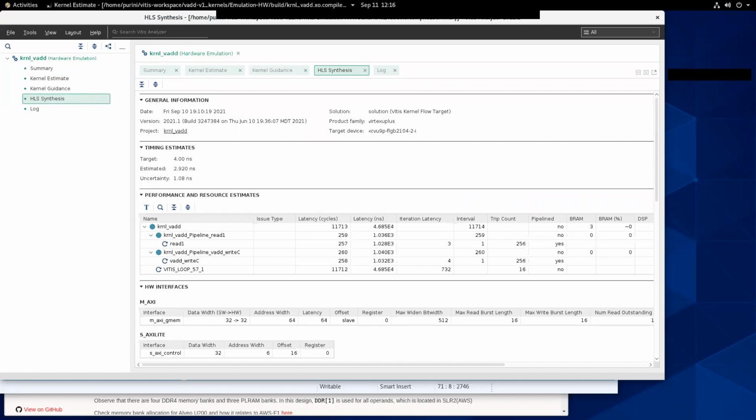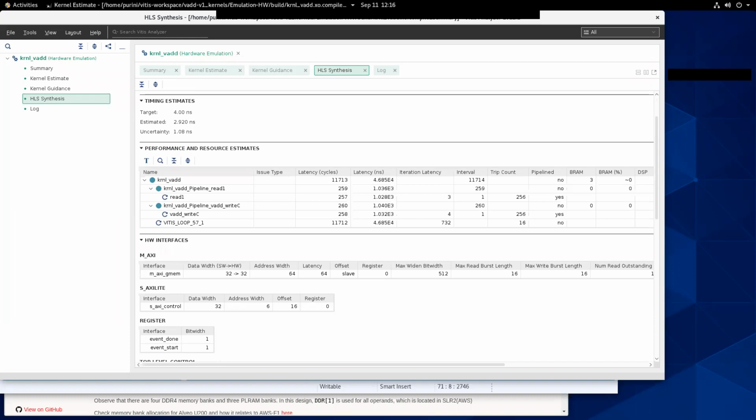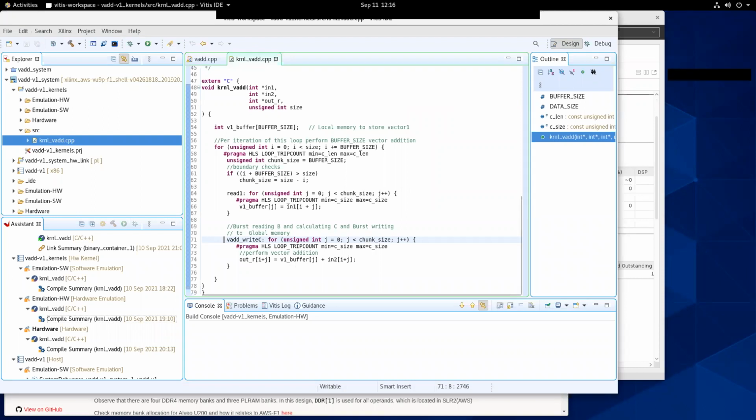Again, the latency associated with read1 is 259. But there is also something called an iteration latency. The iteration latency is 3 clock cycles for the first loop, and 4 clock cycles for the second loop. There is a total loop latency and there is an iteration latency. So what happens is, if you see here, this is the code, for read1.